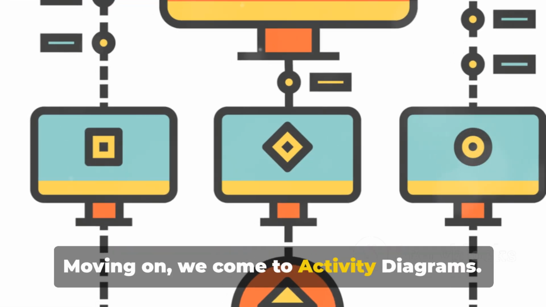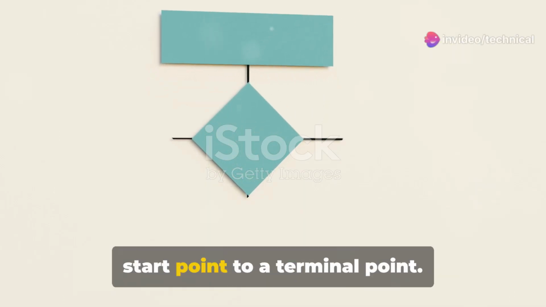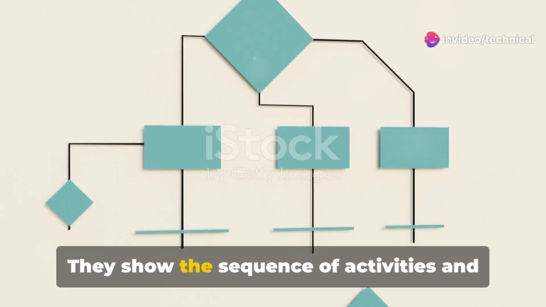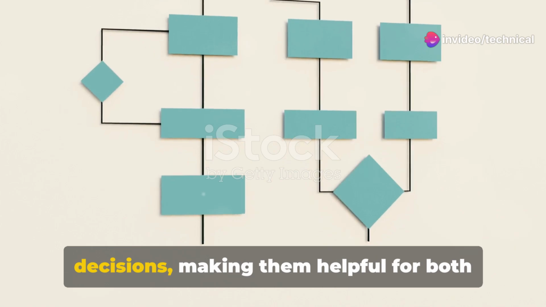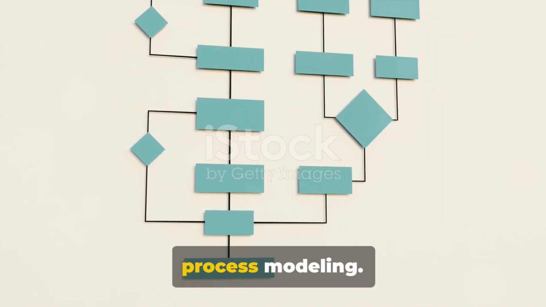Moving on, we come to activity diagrams. These diagrams represent workflows from a start point to a terminal point. They show the sequence of activities and decisions, making them helpful for both high-level process modeling and detailed process modeling.